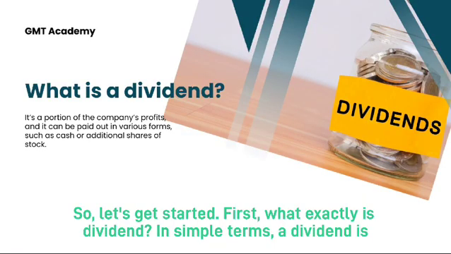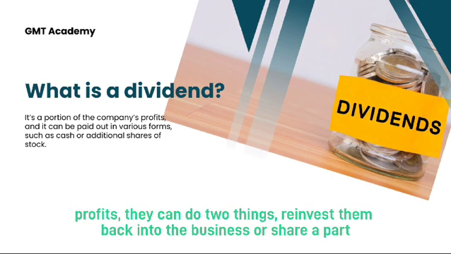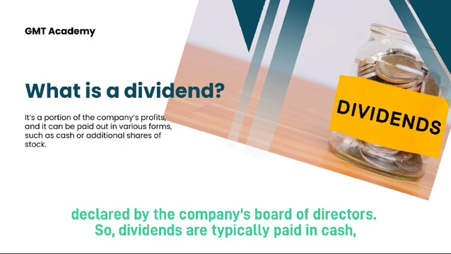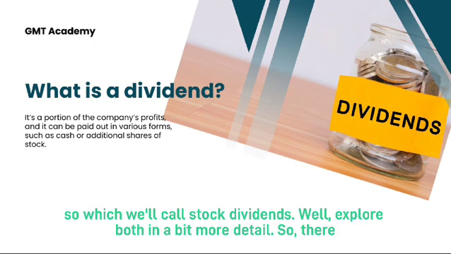First, what exactly is a dividend? In simple terms, a dividend is a portion of a company's earnings that is distributed to its shareholders. So when companies generate profits, they can do two things: reinvest them back into the business or share part of them with the shareholders. The amount paid as a dividend is usually declared by the company's board of directors. Dividends are typically paid in cash, but sometimes companies may also issue dividends in the form of additional shares of stock, which we call stock dividends. We'll explore both in a bit more detail.